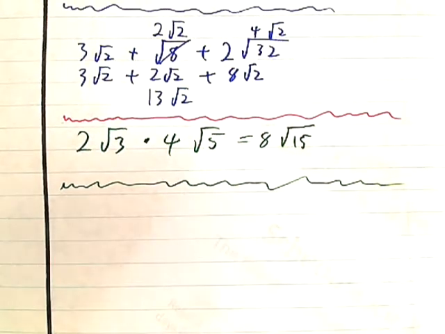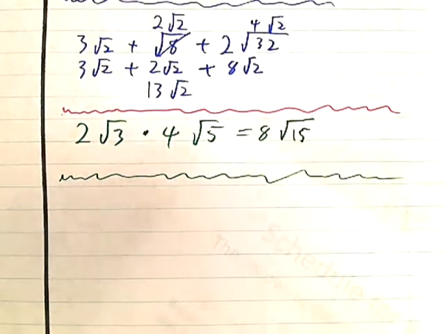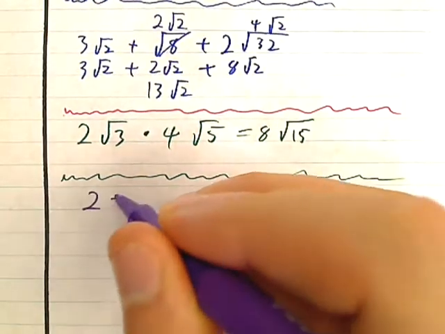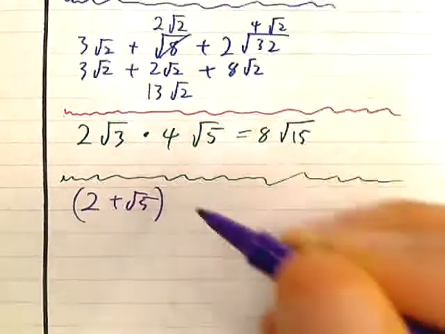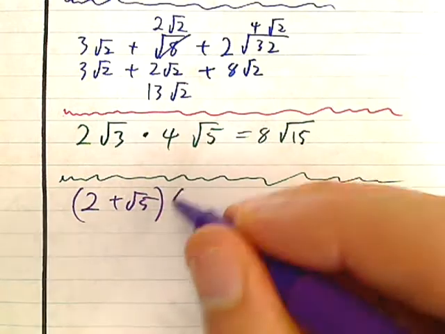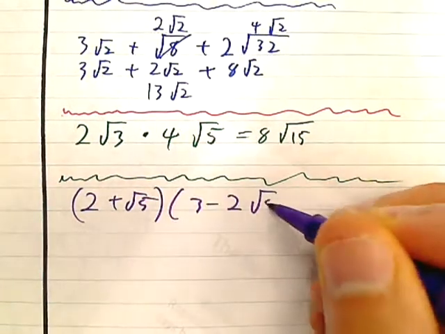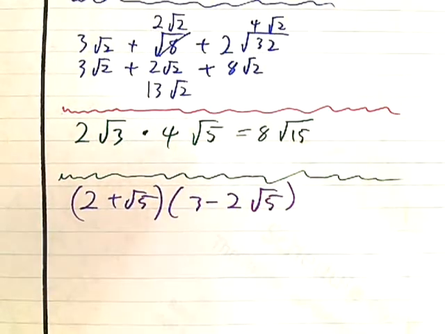All right. Next here, I'm going to have something to FOIL. So I'm going to have 2 binomials. I'm going to multiply 2 binomials together. So let's say 2 plus square root 5 and 3 minus 2 square root 5.